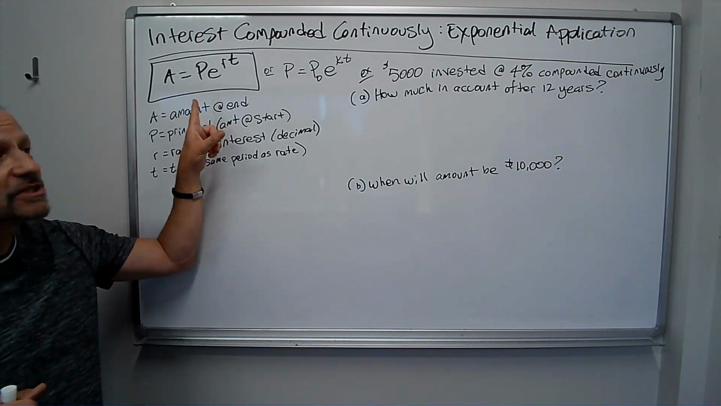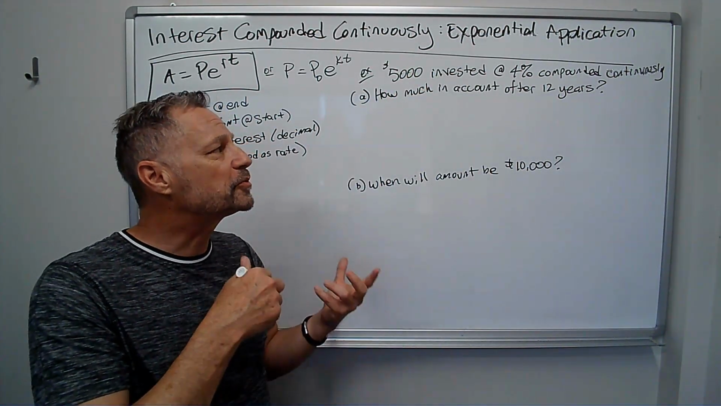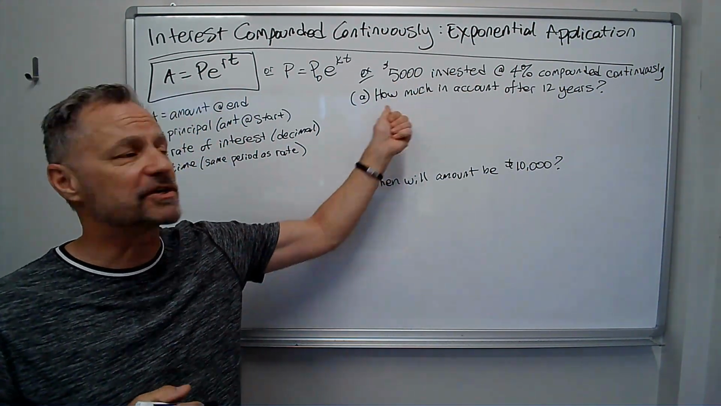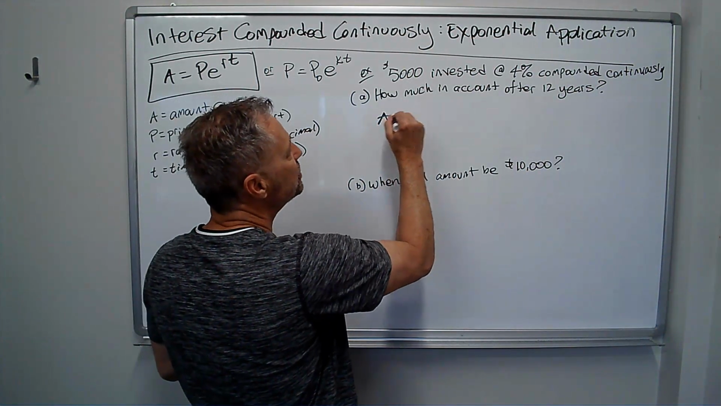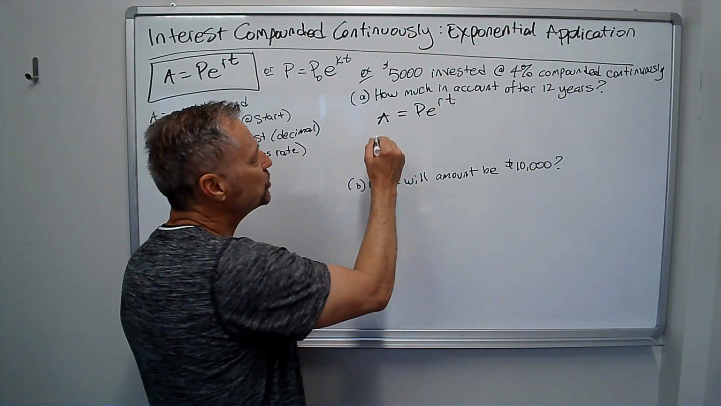Okay, so we're going to use this formula to do this problem. $5,000 invested at 4% compounded continuously. How much is in the account after 12 years? So we're just using the formula A equals P e to the RT. Well, the amount, that's what we're looking for.